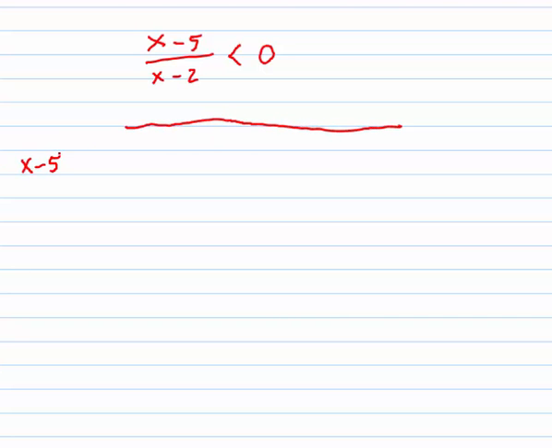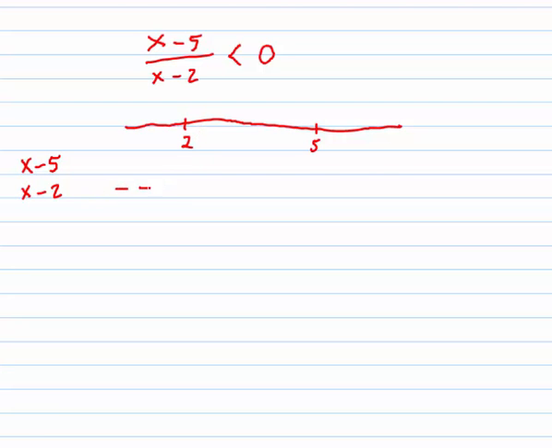Okay, last one. We have x minus 5 over x minus 2. And let's say that's strictly less than 0. Then, again, we write our number line. Okay, we have x minus 5. And we have x minus 2. Now that's 0 at 5, so I'll just say this is 5 here. This one's 0 at 2, so I'll just call it 2 here.